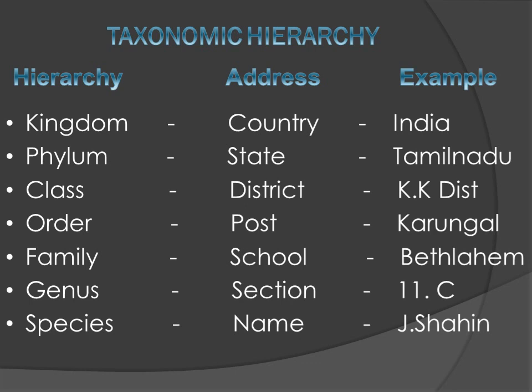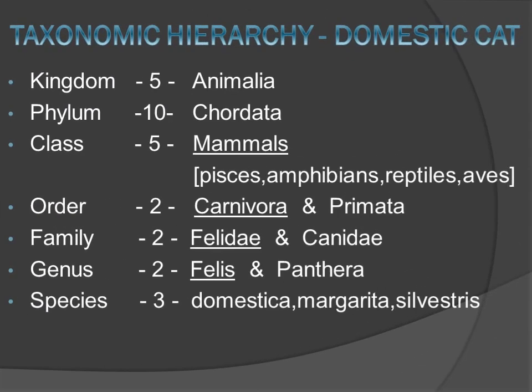Is it fine? Okay. So like this, listen to me, like this, we have given one hierarchic order for one person's name, Shaheen. Like this, shall we give one hierarchic order for one animal as per the scientific term? Shall we? Okay. Listen. Taxonomic hierarchy. Here we are going to give one hierarchic order for one animal that is called domestic cat. Shall we give an order? Listen. Okay.